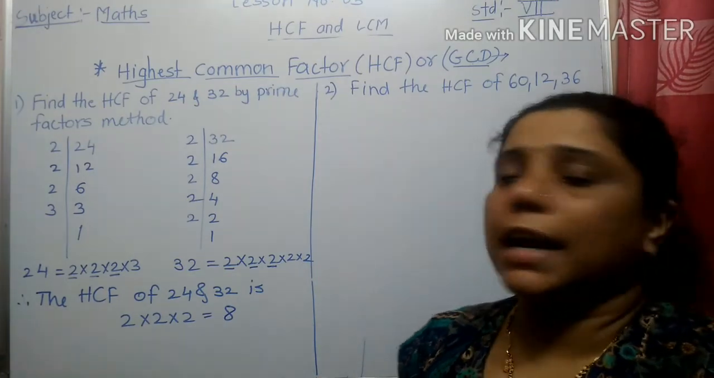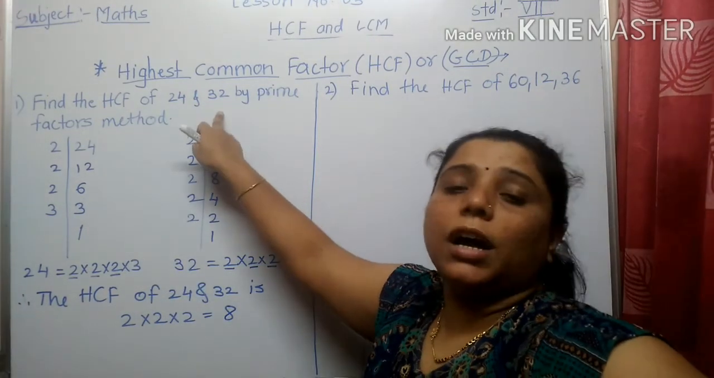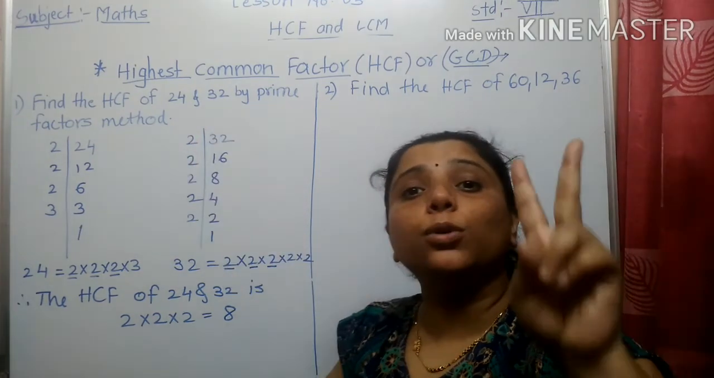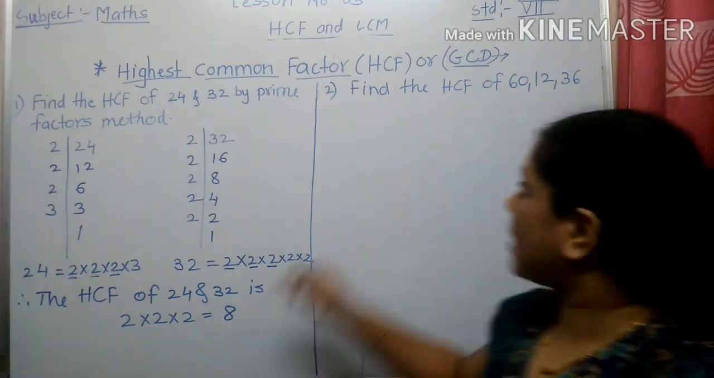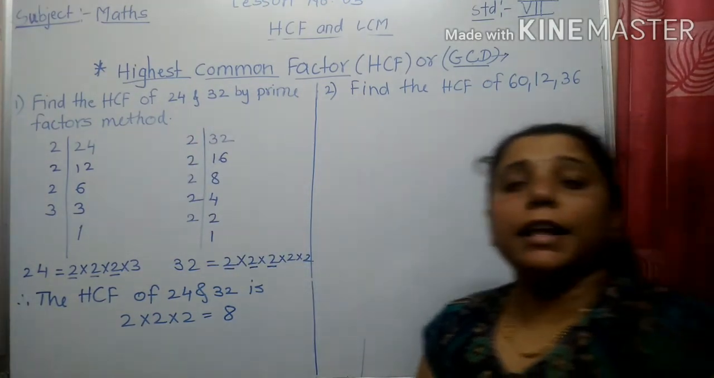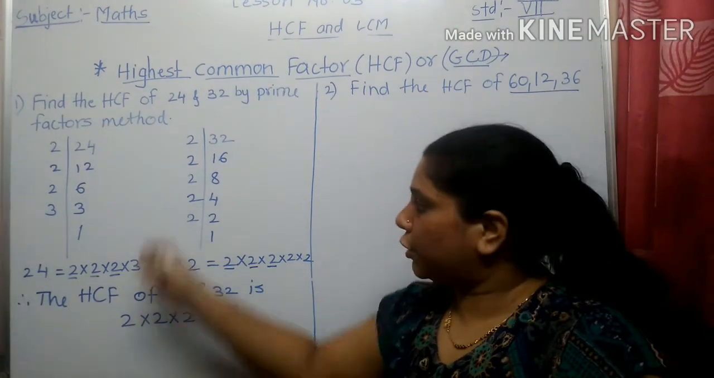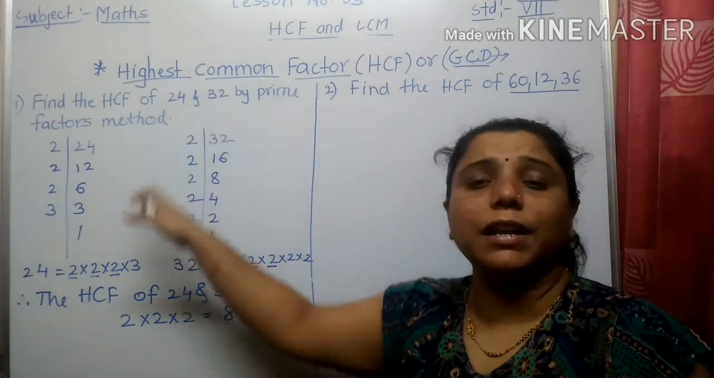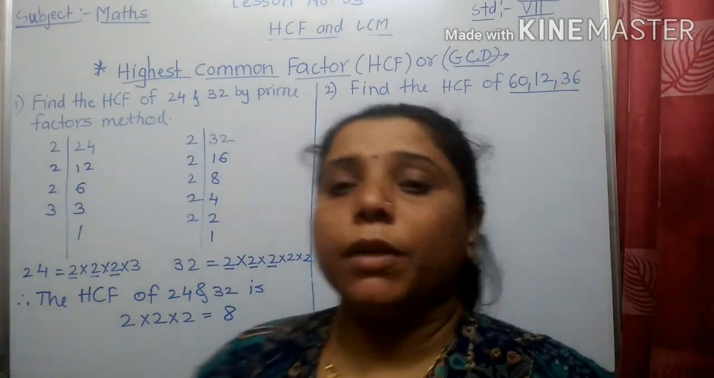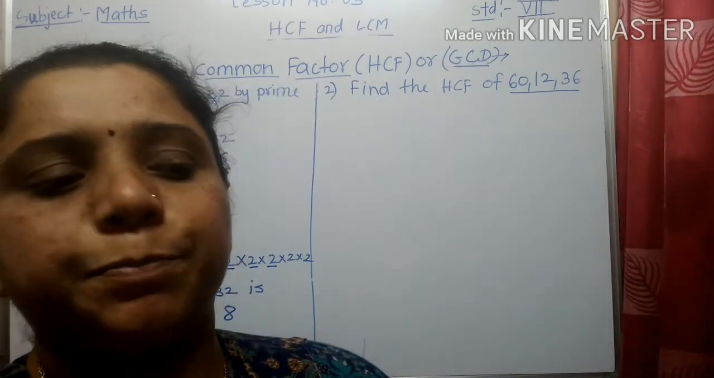The basic thing is that in this sum you are finding the HCF of 2 numbers. Now in the second example you are finding the HCF of 3 numbers. So how to find it out? You can use this method also. This is the vertical arrangement. Okay, now we will discuss.